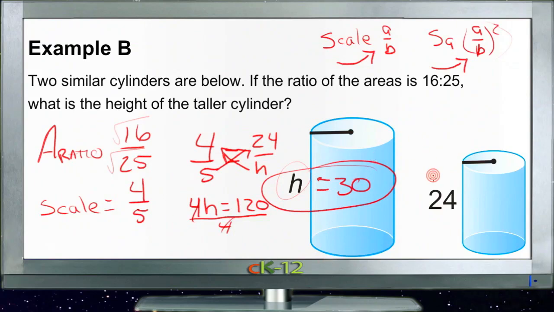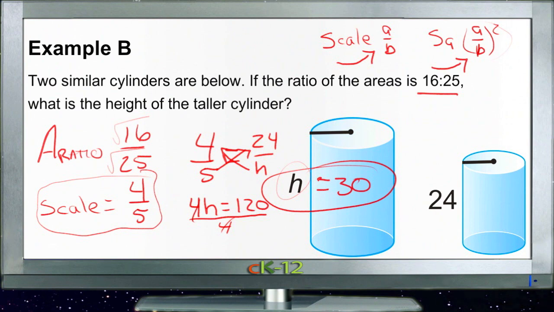So first thing we had to do was take our ratio that they gave us, which was for the area, take the square root of the top and bottom, so we could find our scale factor, and then compare our scale factor to the two sides that we had to find the missing value.